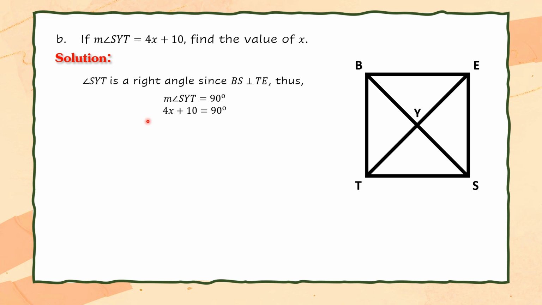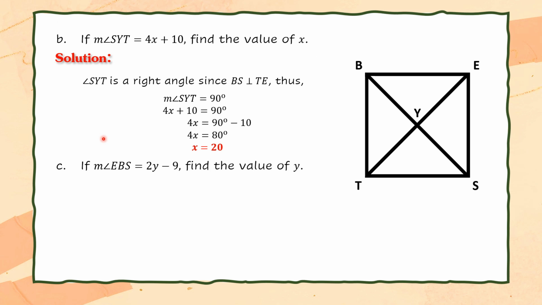Next, to solve for x, transpose positive 10 to the right side of the equation. From positive 10, it will become negative 10. So now we will have 4x is equal to 90 minus 10. 90 minus 10 is 80. So we will have 4x is equal to 80. To find the value of x, divide both sides by 4. So the value of x now will be 20.